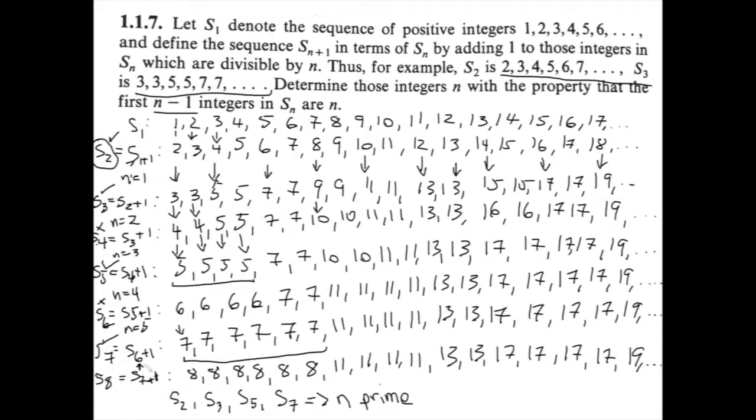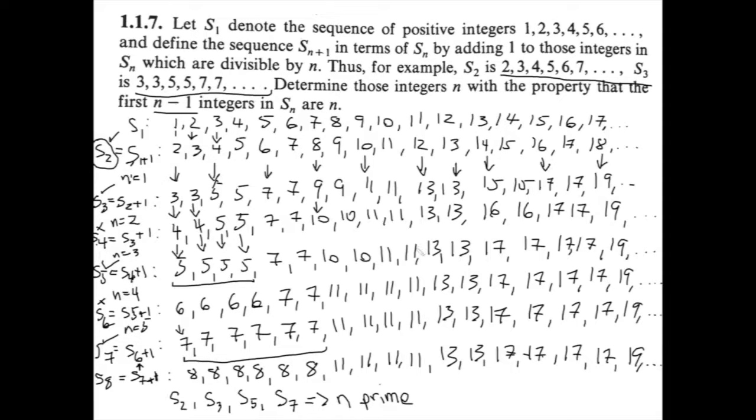What you're going to want to do on your own is write a few more of these sequences, and I think you'll find that as you keep writing them, this property is going to hold: that when n's prime, the first n minus 1 integers in Sn are n. And something that you want to think about more is to look at the primes that are present in these sequences and ask yourselves how many integers are between the first integer and the last prime.